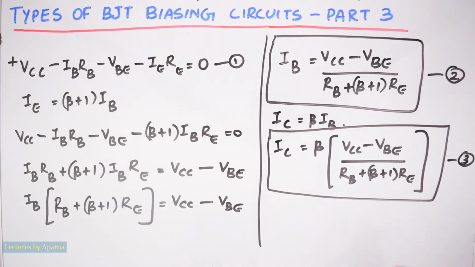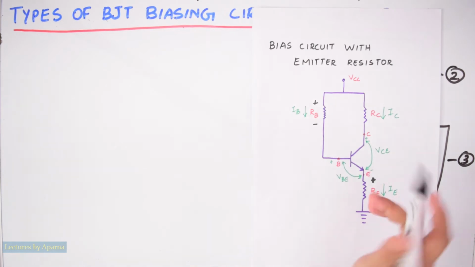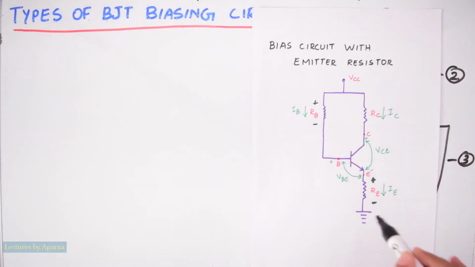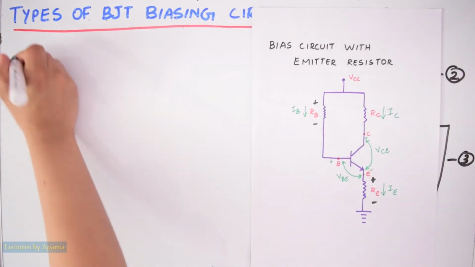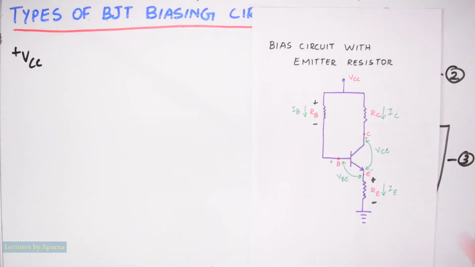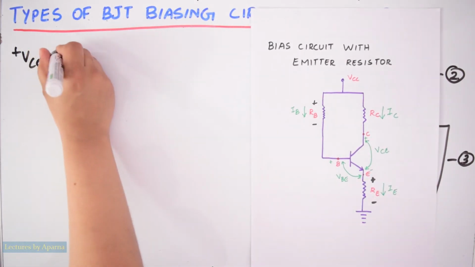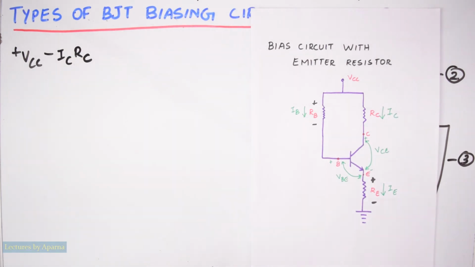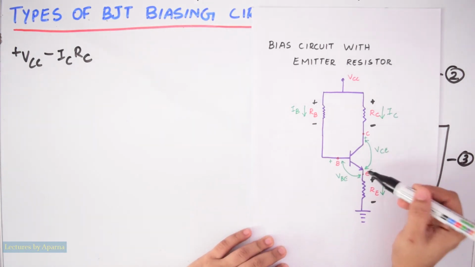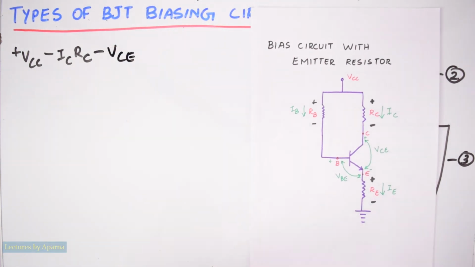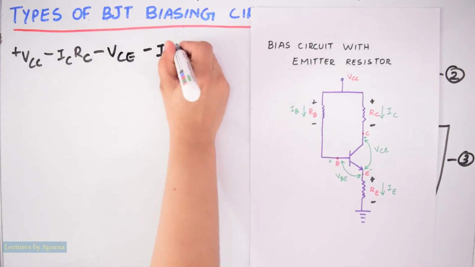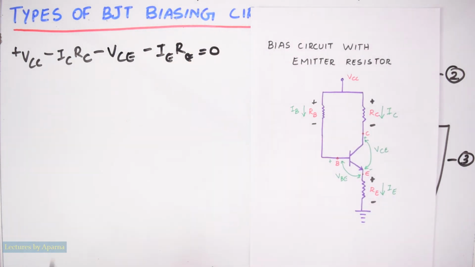Now consider the output section. We are going to write the loop equation of the output side using KVL. So when we go from this side, it will be plus VCC minus ICRC, because current is flowing from a higher potential to lower potential. So it will be negative sign here. When we reach here, it is again a decrease in potential. So it will be minus VCE. Again here minus IERE is equal to 0.